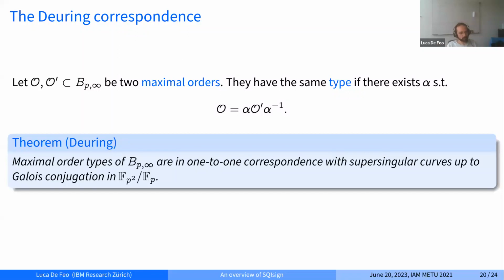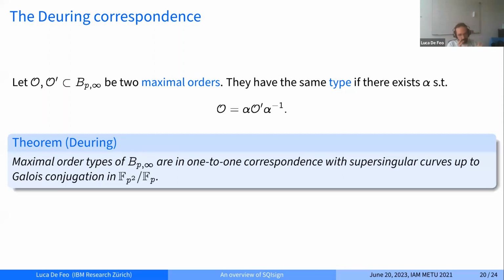But here, because the ring is not commutative, it's a bit more complicated. We call the maximal order type the equivalence class of orders up to conjugation. And the theorem by Deuring tells us that maximal order types, so these equivalence classes of maximal orders, are in one-to-one correspondence with supersingular curves up to isomorphism and up to Galois conjugation.